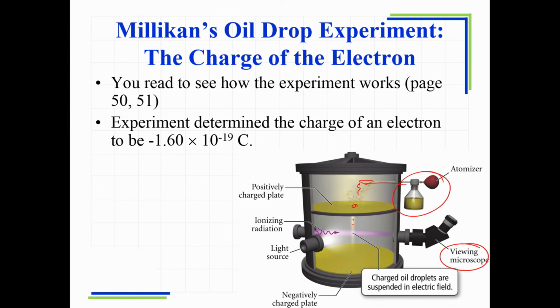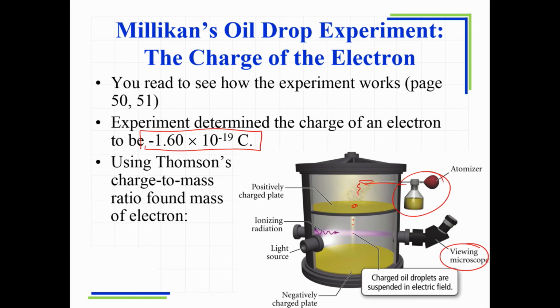If you have any trouble with that, make sure you contact me, come by and talk to me and see how the wording in these pages helps you understand that the charge of an electron could be discovered. Now this is the charge of each individual electron. It is a very, very tiny number. Now, if you know from the previous slide the charge to mass ratio, and you know the charge of each individual electron, then what you can determine is the actual mass of an electron.